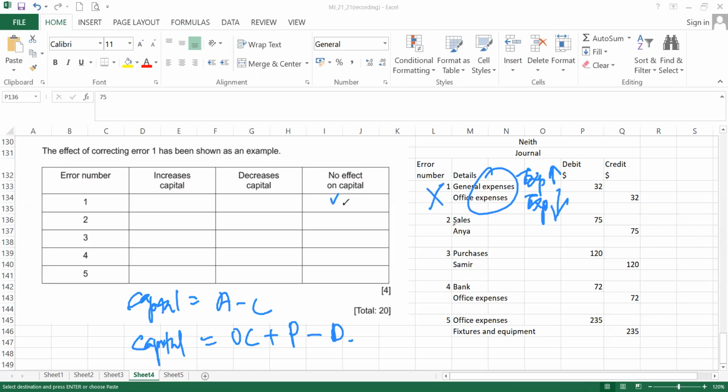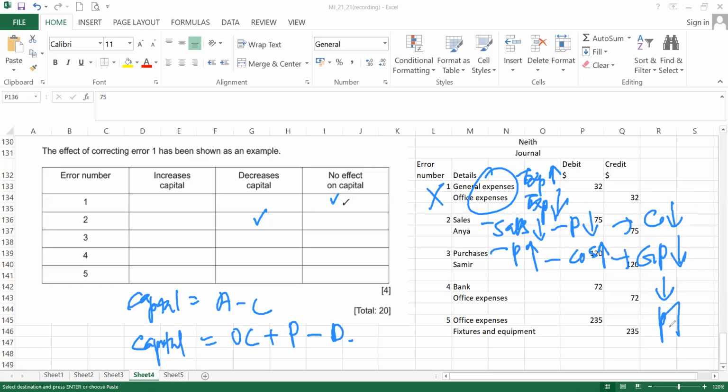The second one, debit sales, credit Anya. Sales is an income. So when we debit the income, the sales reduce. Sales reduce, profit will be reduced. Profit reduces, capital will reduce. Follow the sign for it. Next, number 3, purchases. When purchases increase, cost of sales increases. Cost of sales increases, gross profit decreases. Gross profit decreases, profit will decrease. So this one will be decreased.